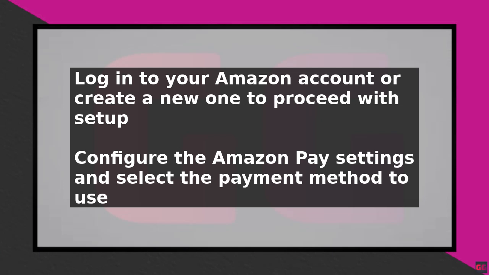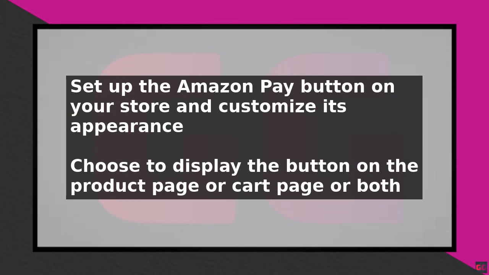To complete the setup, you need to set up the Amazon Pay button on your store. Go to the Amazon Pay app settings and click the Button Setup tab. Here you can customize the button text, color and placement on your store. You can choose to display the button on the product page, cart page or both.